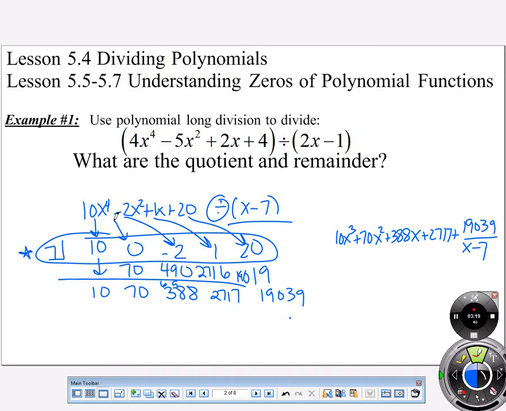This won't work if you forget the placeholder, because as you saw when we did long division, each time we multiplied by a power of x, it only went down 1. So if we try to skip one of those steps, we'll have the wrong numbers lined up with each other. They wouldn't be like terms.